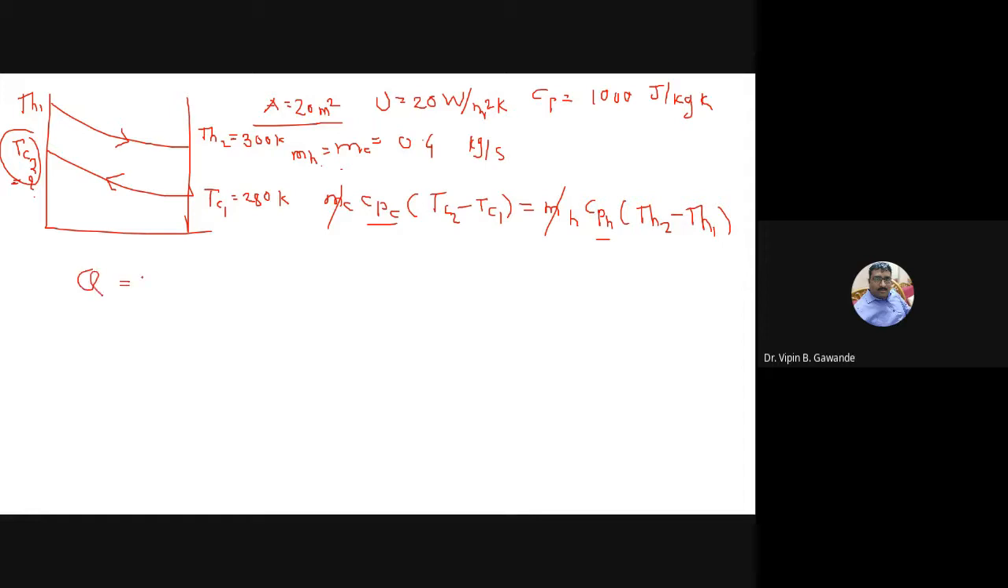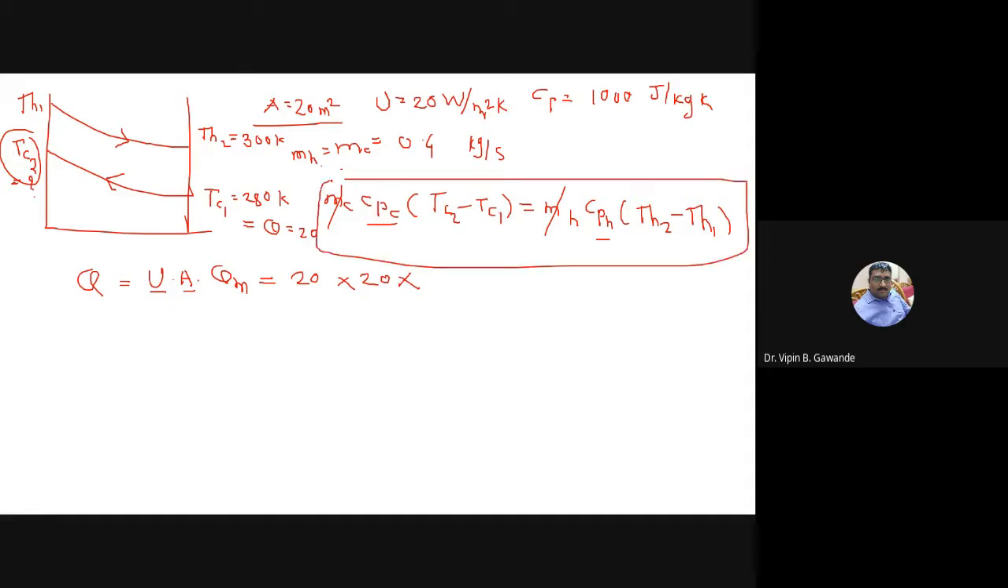The final heat transfer rate is equal to UA theta M. So what will be the value here? These temperature differences are the same, so theta M is equal to theta, a special case. So theta here is equal to 20. If you calculate the total value, U multiplied by A multiplied by theta, this value comes out to be 8000 watt.